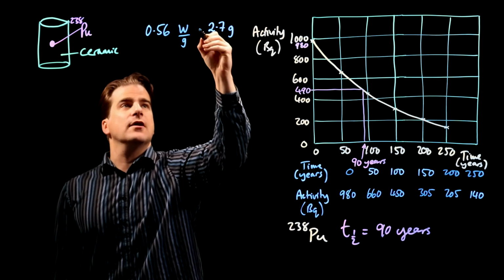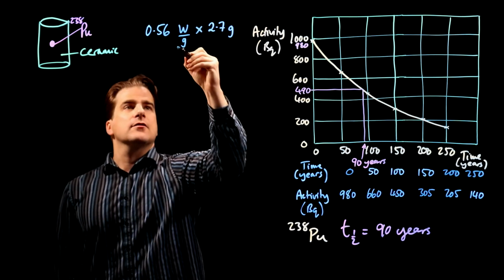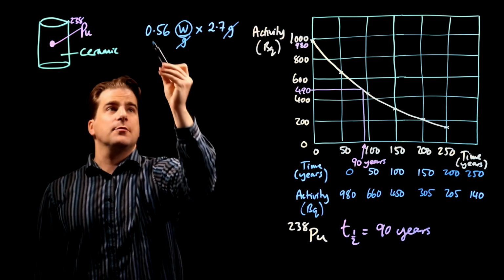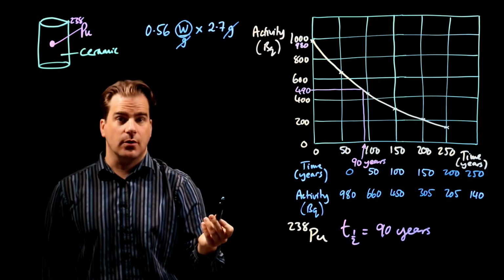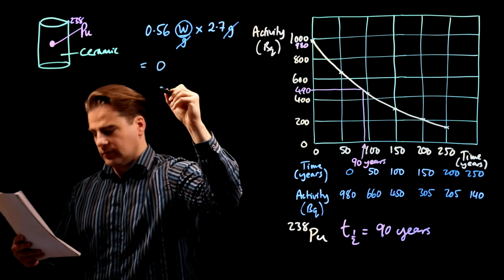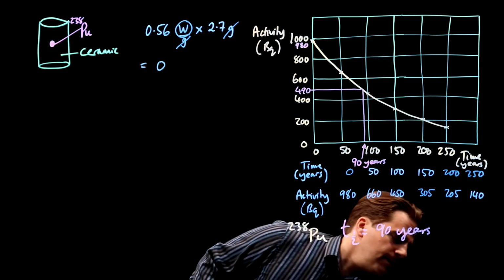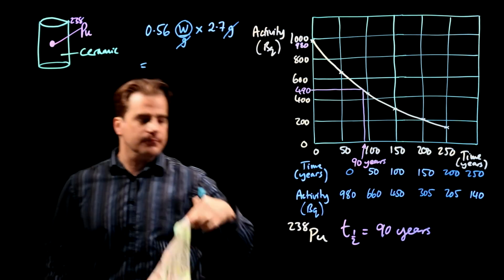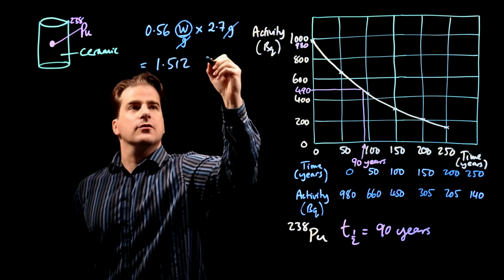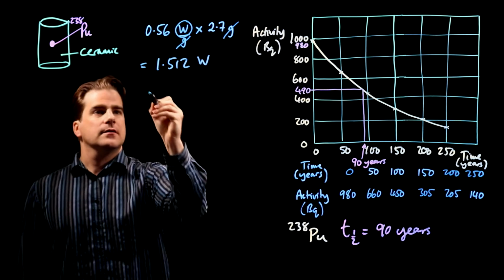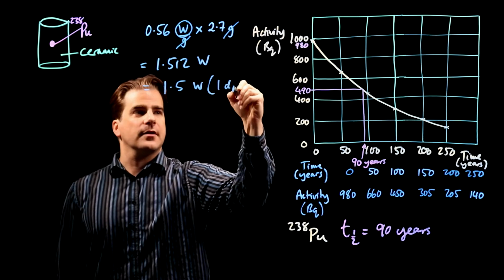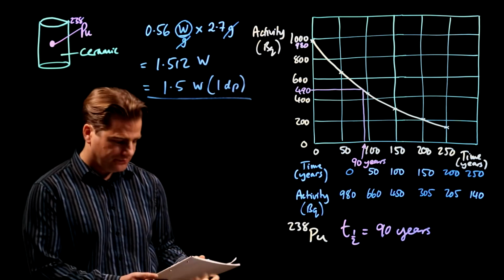So by looking at the units, you know that if you multiply them, grams on the bottom, grams on the top, they cancel and you're left with just watts. So it's 0.56 times 2.7 watts that will give you the answer. And that turns out to be 1.512 watts. Okay, let's neaten that up: 1.5 watts to one decimal place.